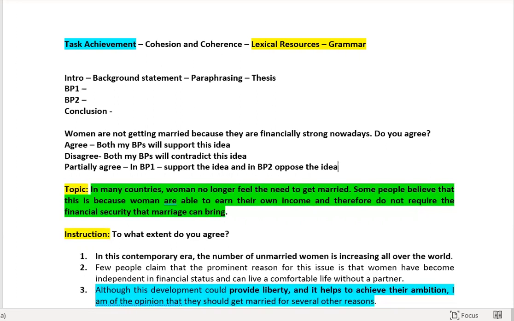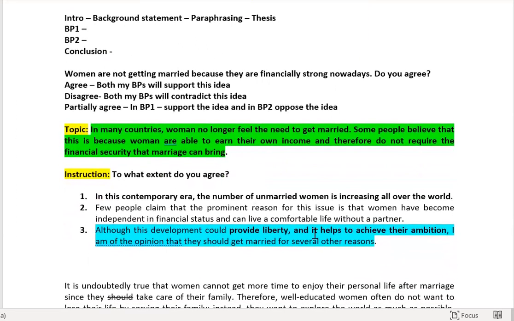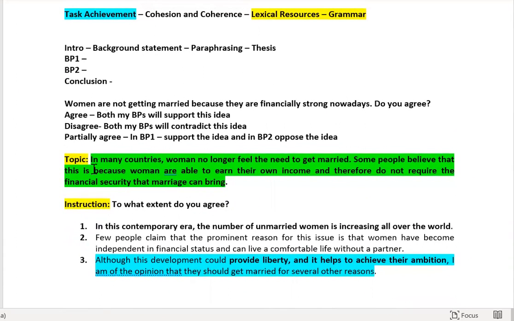If I support some particular party and I say that I support this particular political party completely, if I make that statement, it means I cannot speak against it. In the thesis, if in my opinion I agree that yes, this is the reason they are not getting married nowadays, then I have to prove whatever I say, because they have asked my opinion and I gave my opinion.